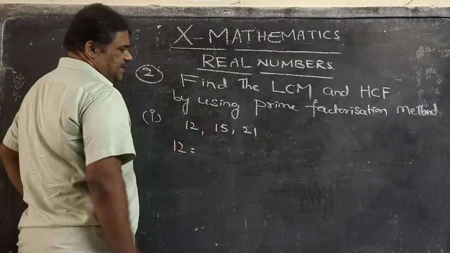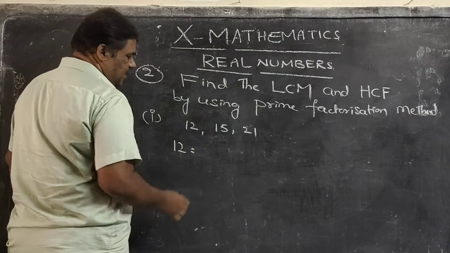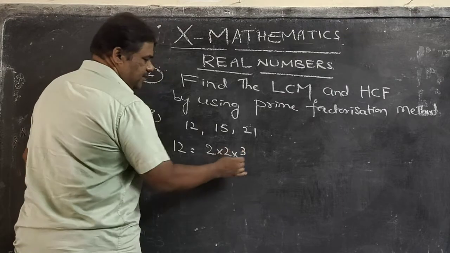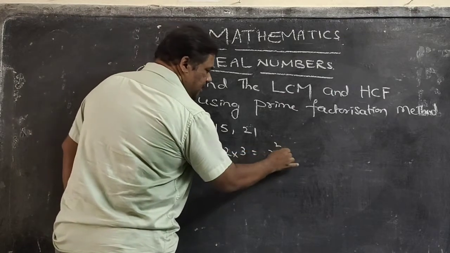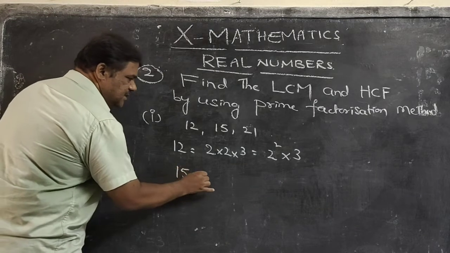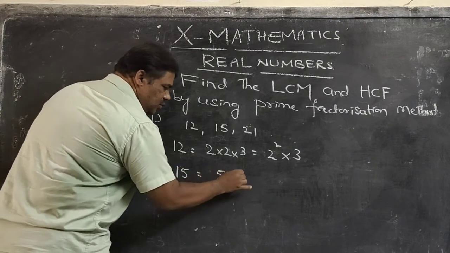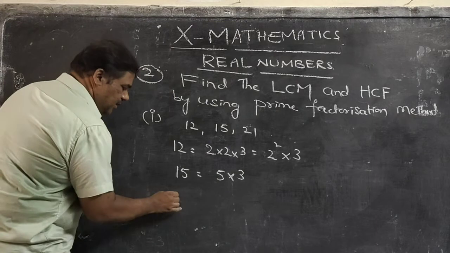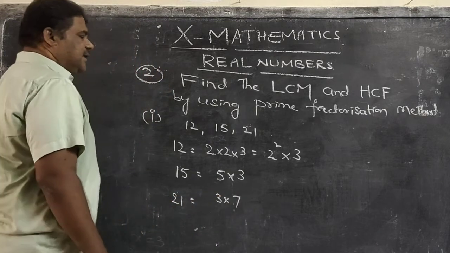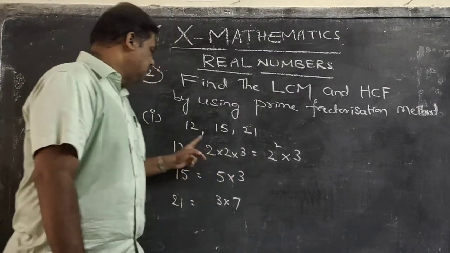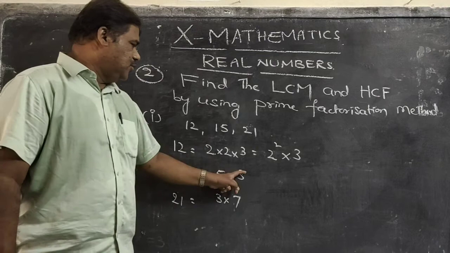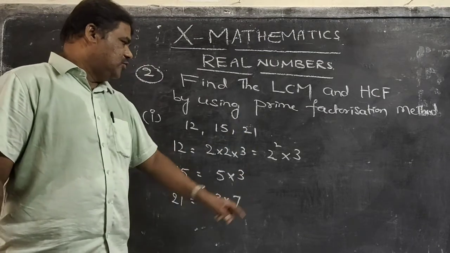First, let us write prime factors of 12. 12 means 2 into 2 into 3, that is 2 square into 3. Now 15 is 5 into 3. 21 is 3 into 7. Like this we should write prime factors of the numbers. 12 is 2 square into 3. 15 is 5 into 3. 21 is 3 into 7.